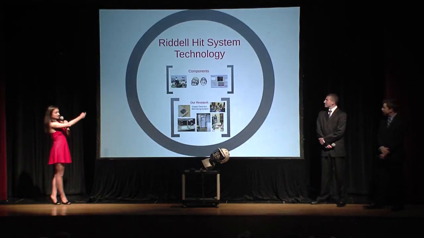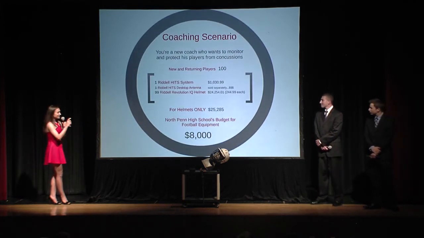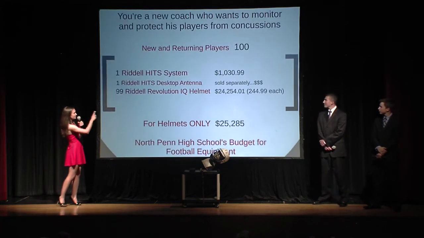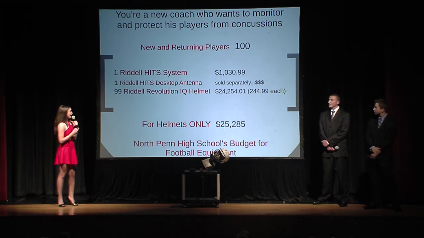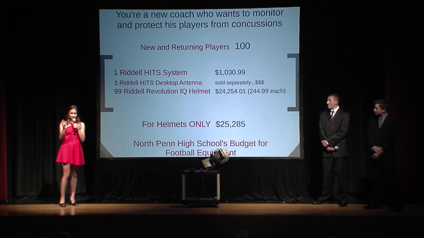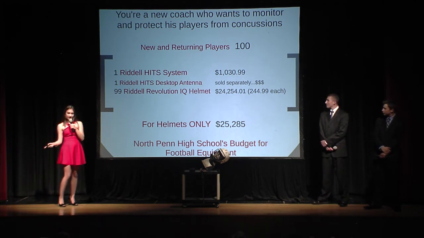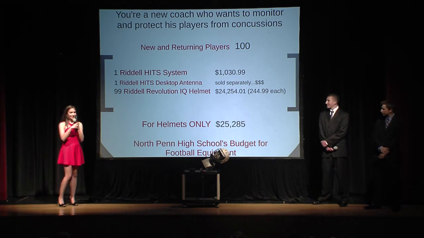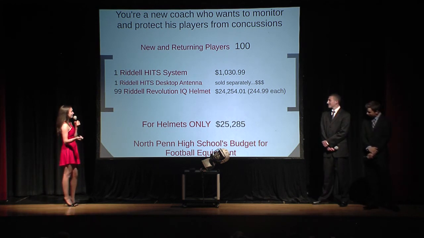So this system is awesome. I think we should all get it, so let's be a coach. We have 100 returning players, and we're going to buy this for our team. Here's a breakdown of the costs. The Riddell HIT system is $1,000, and the desktop antenna that is integral to the entire process, which transfers the data from the helmet to the sideline response system, is sold separately, and I couldn't find the price on the website, so I think that means it's pretty expensive. That will probably break your buck a little bit.